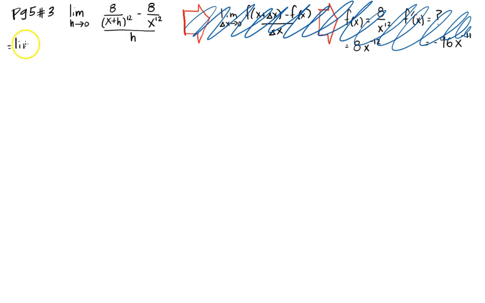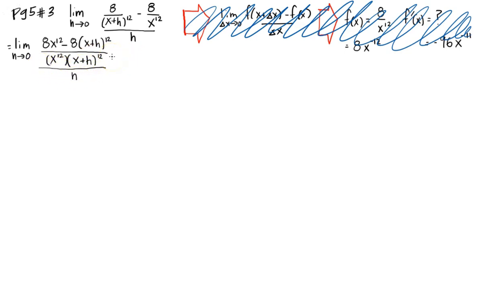This is going to be equal to, once again, the limit as h approaches 0 of what? My first thing is to get a common denominator of these two fractions. That is going to be the two of these multiplied together, which would be x to the 12 times (x plus h) to the 12 as well, all under. What's on the top? That would be 8 times x to the 12 minus 8 times (x plus h) to the 12. And don't forget, this is all over h.